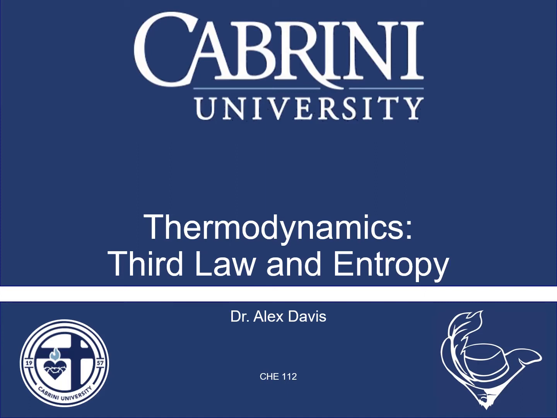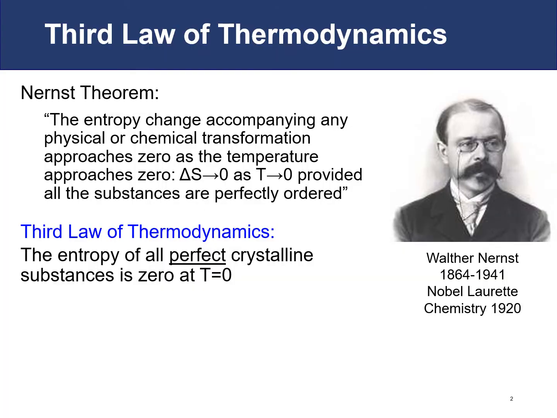In this video, we will be discussing the third law of thermodynamics and refining our understanding of the concept of entropy and looking at how we can determine a change in entropy from tabulated data. The third law, as stated by Walter Nernst, is the entropy change accompanying any physical or chemical transformation approaches zero as the temperature approaches zero. Essentially, the delta S goes to zero as T goes to zero, provided all substances are in perfect order.